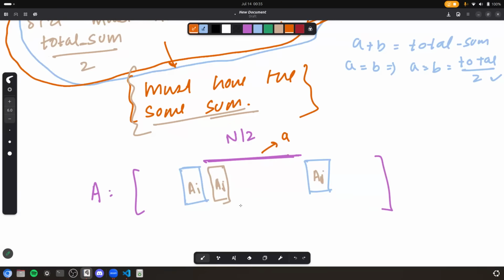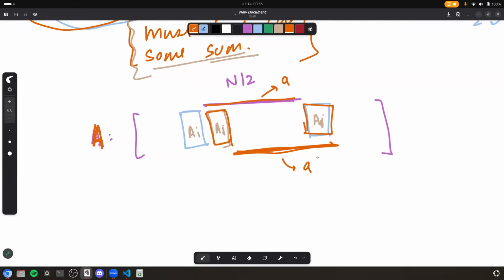Actually, this subarray, I am just removing this element from the last subarray and inserting this element. I am shifting this to the right by 1. So this subarray must also have sum A for A to be not good. For the array A to be not good, both of these subarrays should have the same sum.